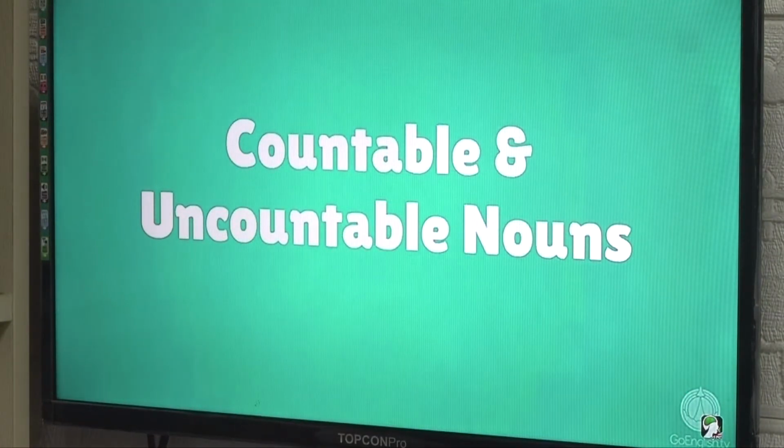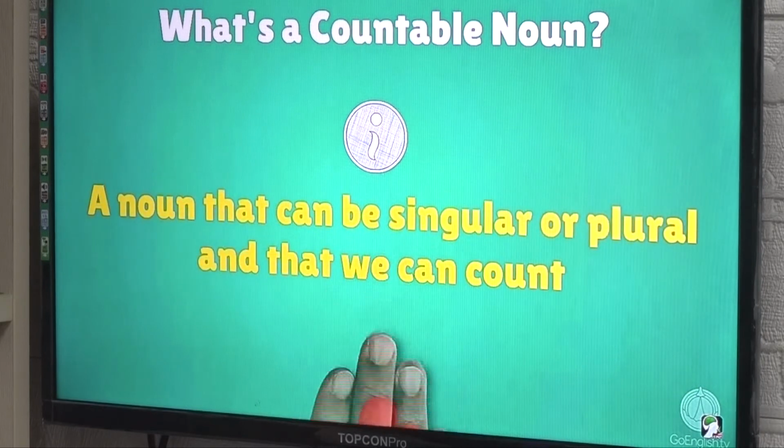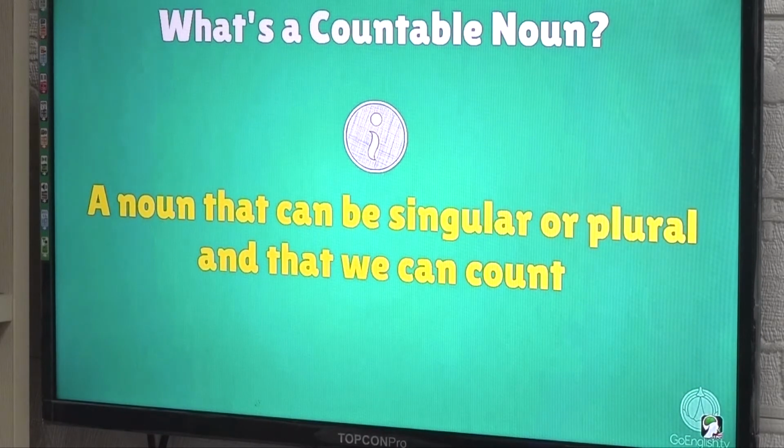Countable and uncountable nouns. What's a countable noun? A noun that can be singular or plural, and that we can count.